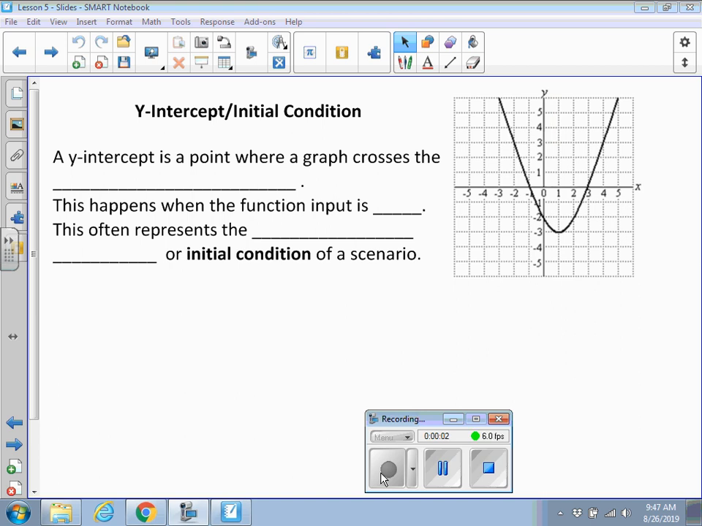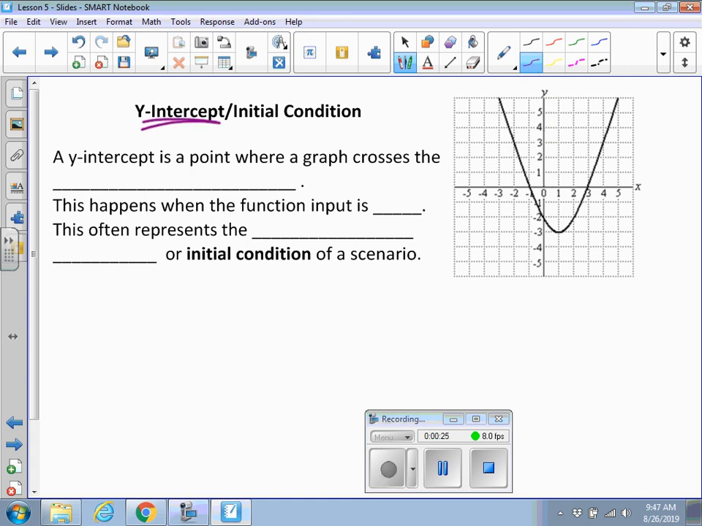Hi guys, this is the second half of the analyzing graphs notes that we started last class. So last class we learned about increasing and decreasing intervals, extrema, domain, and range. In today's class we're going to talk about y-intercept / initial condition, as well as x-intercepts and zeros, asymptotes, and NUV. So let's start off with our y-intercept.